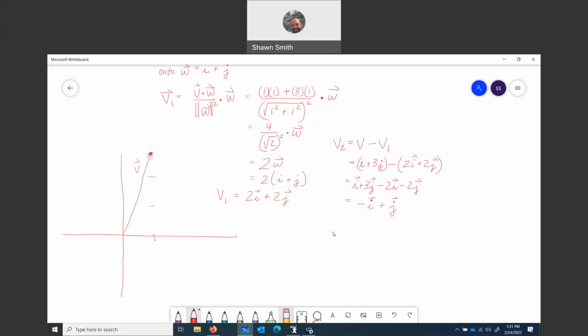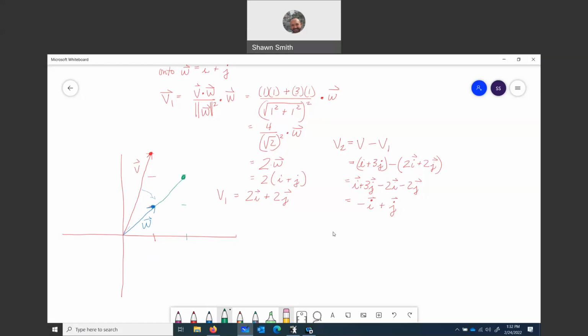That's V. W is I plus J, so 1, comma 1. Put it in blue. So I want V to kind of lay down onto W and then open W back up to another vector that's going to be perpendicular to it. So that's why V is going down onto W, but it's going to be a different length. So V1 is 2I plus 2J, so that's 2, comma 2, right?